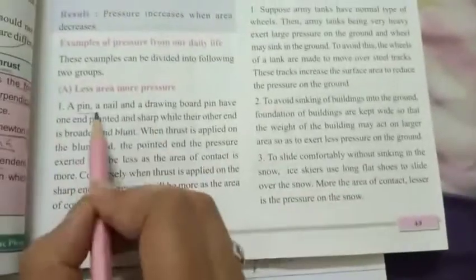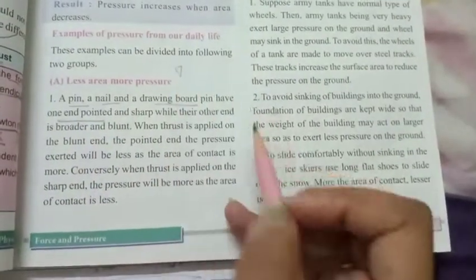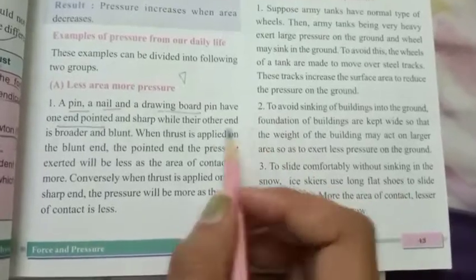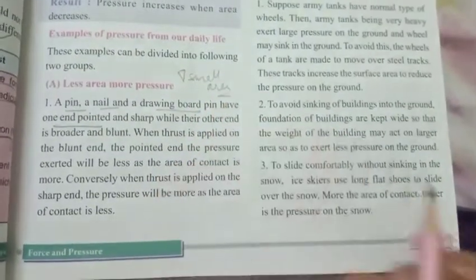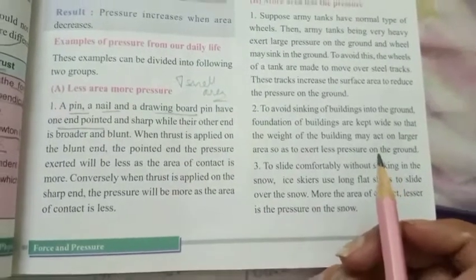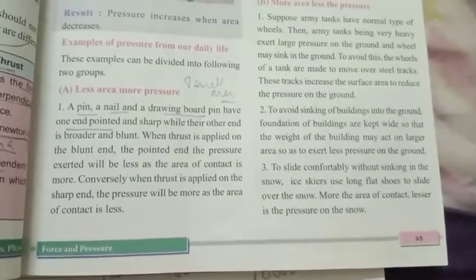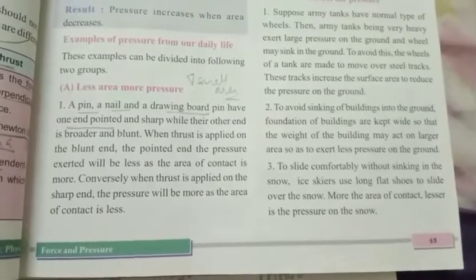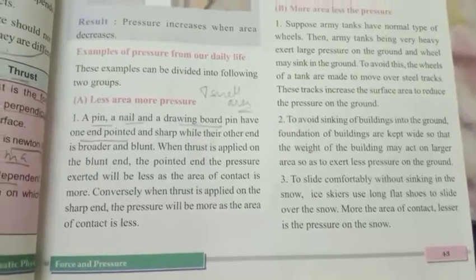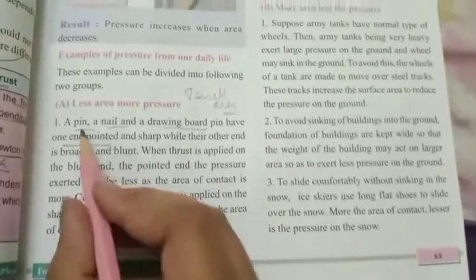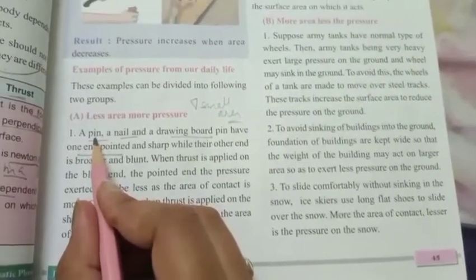Then they have given some examples related to pressure. Like a pin, a nail, a drawing board pin have a pointed end. They have very sharp edges. Sharp edges mean it has a very small area. So it is having a very small area, meaning it will create more pressure, so it will pierce things very easily. Your pin can go inside the board.